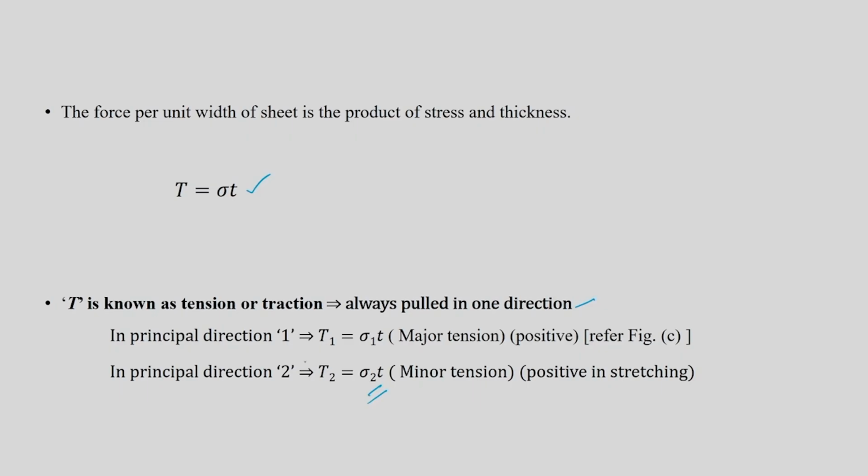Okay. Suppose in principal direction 1 you have T1, that is sigma 1 into t, assuming t to be a constant value, new thickness but constant. T1 is equal to sigma 1 into t, which is nothing but major tension, generally it is positive in nature. And you have T2, which is sigma 2 into t, which is generally called as minor tension. It is positive in stretching, but opposite, negative, when you go for compression type of deformation. Okay. So T can be found out as sigma into t.